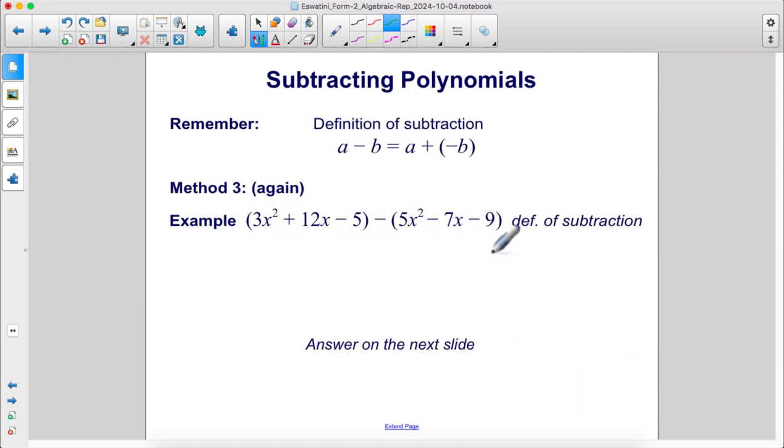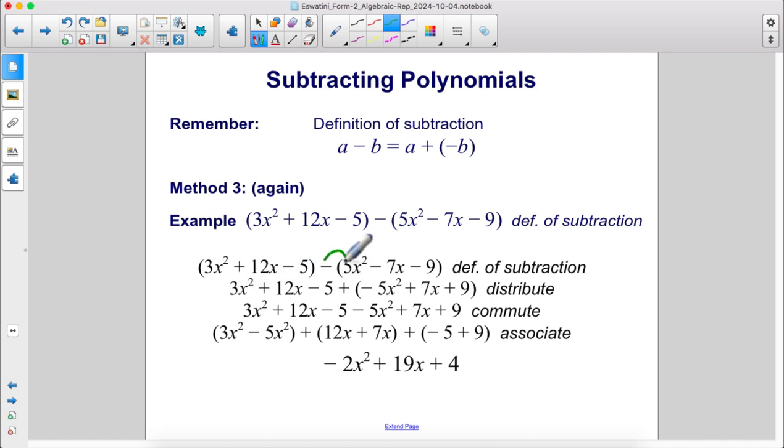Now let's solve this problem using method 3. All right, so first we're going to distribute that negative sign. So that negative sign becomes a plus sign. In all 3 of these terms, switch signs. Then we get rid of the parentheses. We move the terms around so that the like terms are next to each other. So for example, this negative 5x squared moves over here. And then once they are grouped, then we simplify. So 3x squared minus 5x squared is negative 2x squared. 12x plus 7x is 19x. And negative 5 plus 9 is 4.